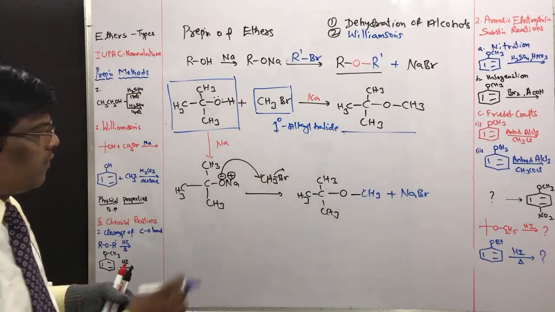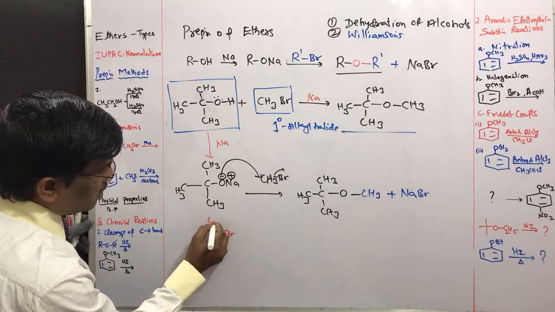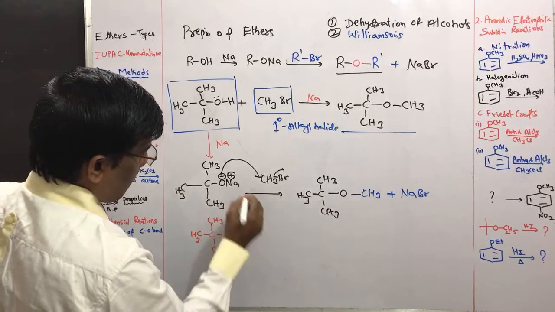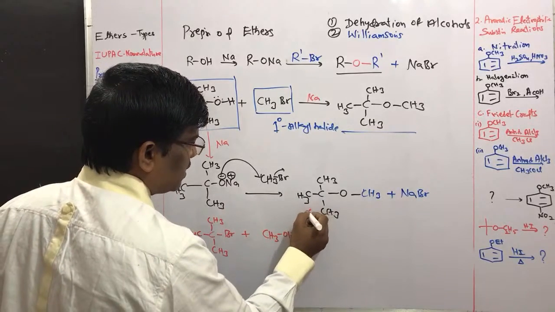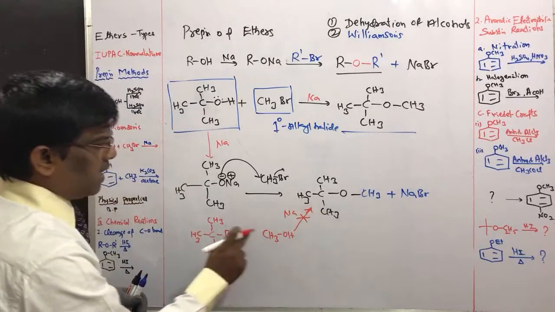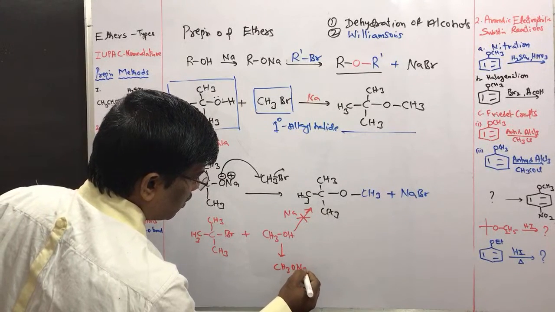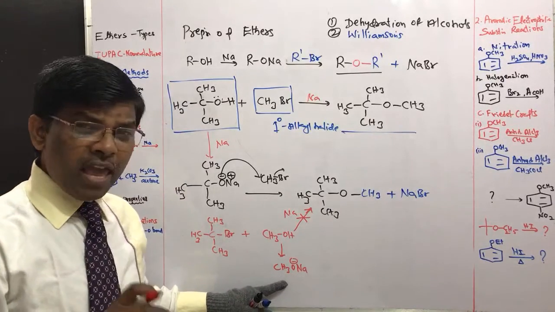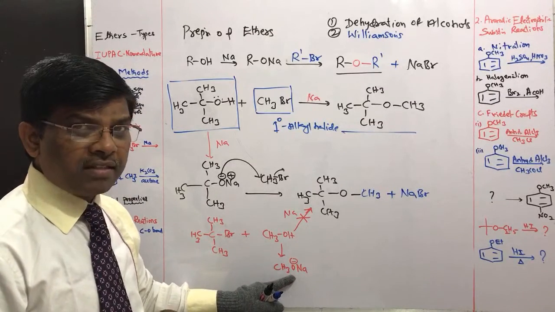Otherwise, what is going to happen if I take this side, for example, the tertiary bromide plus methanol, you may say like this also. So am I going to get this? No. In presence of sodium, sodium methoxide is going to form first. This sodium methoxide is a base also. It is in alcohol solution, that is, methanol is an alcohol solution. And it is a strong base.